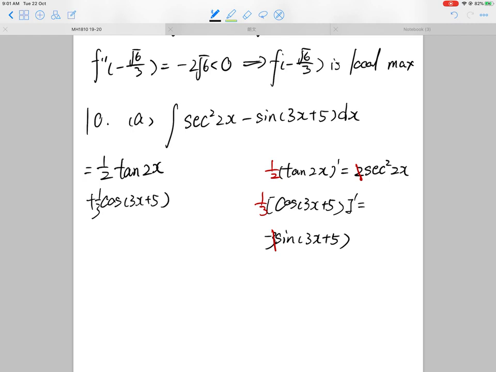Then for the last part we have to add a constant c. Why? Because for any constant the derivative is 0. So if you differentiate this, you'll get 0, so it doesn't matter. So for the general antiderivative we have to add c here.